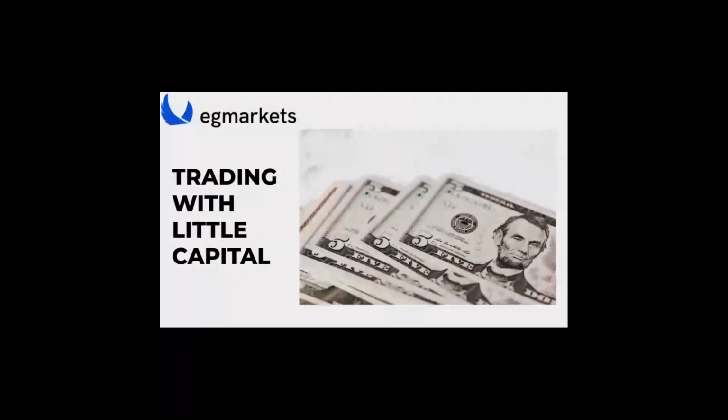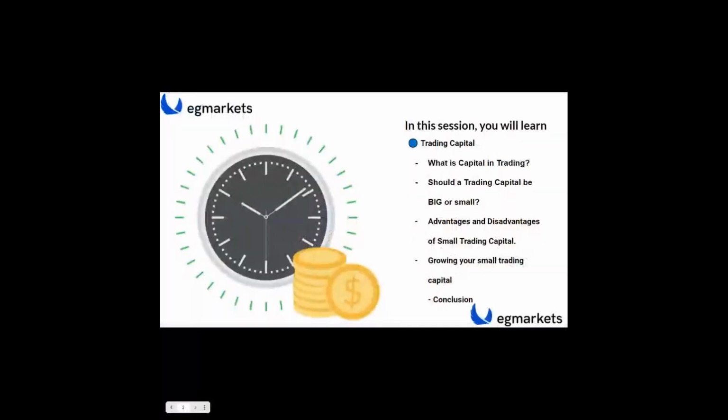Okay, so to the slide right now, you learn about trading capital. What is capital in trading? Should the trading capital be big or small? Does it really matter? Advantages and disadvantages of small trading capital. Growing your small trading capital, then conclusion. We'll be going through everything one by one, and at the end of the session, I want to bring people on to talk, share their experience when it comes to small trading capital, how they felt. Did it work out properly, did it not? And also possibly to analyze a few financial instruments, two maybe or one, and we call it a day. That will be for the conclusion part.